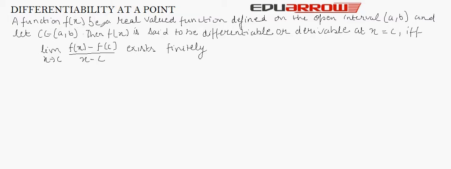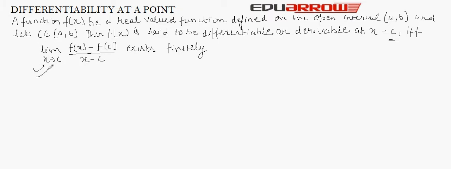Let f(x) be a real valued function defined on the open interval (a, b), and let c belong to (a, b). Then a function f(x) is said to be differentiable or derivable at x equal to c if and only if the limit as x tends to c of (f(x) minus f(c)) over (x minus c) exists finitely. Meaning, if this limit exists, then the function is said to be derivable at x equal to c.